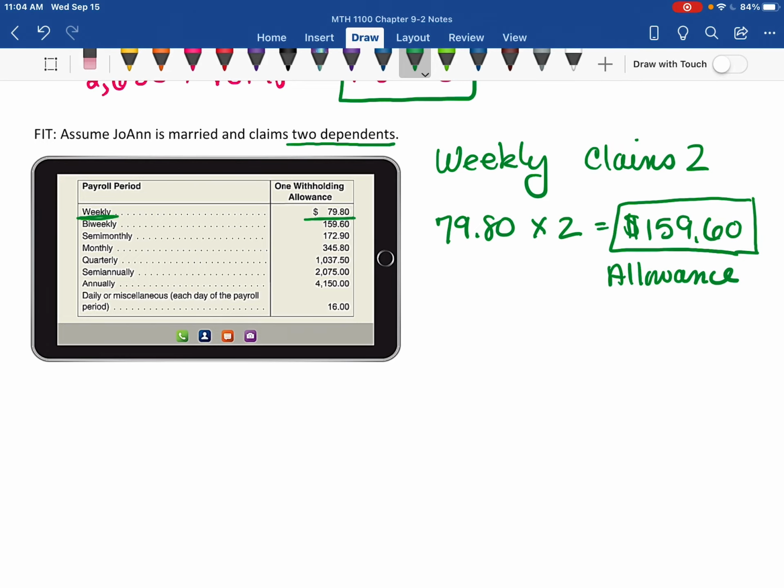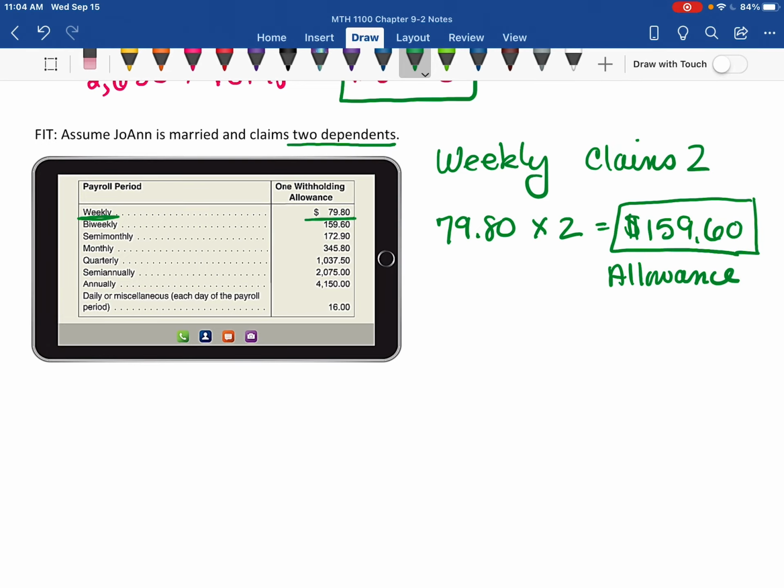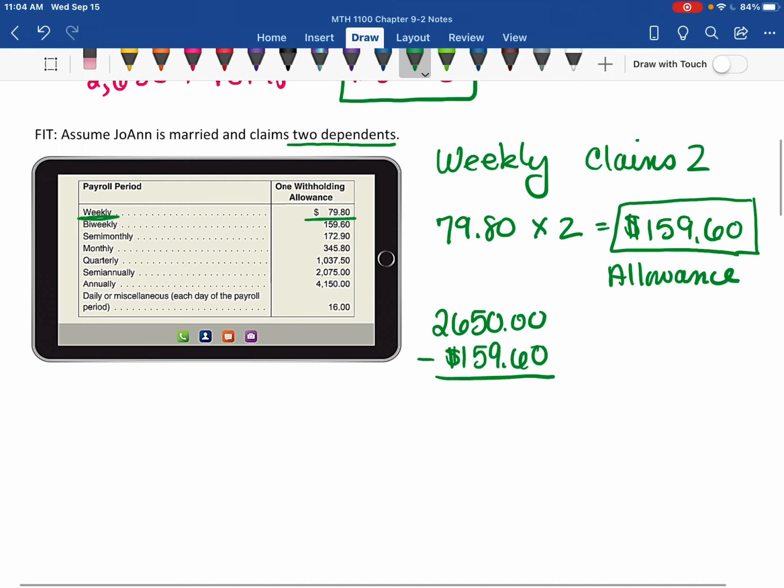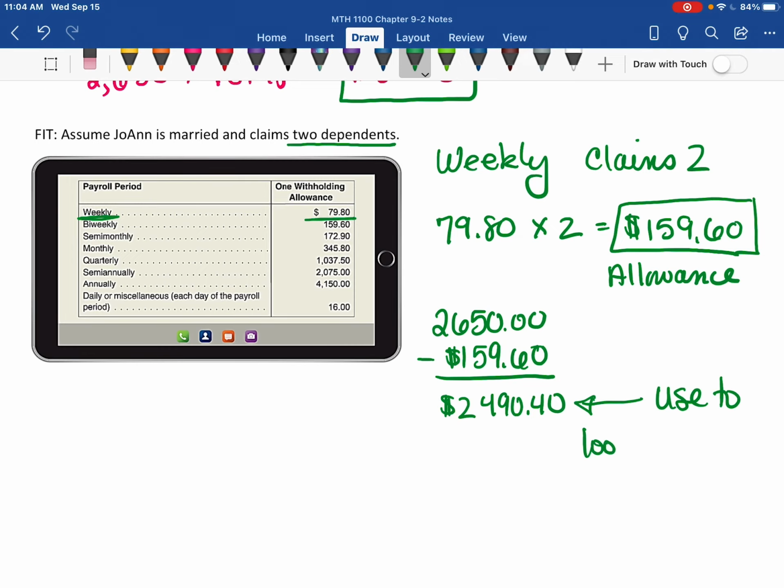Then what we need to do is take her gross pay, which was $2,650, and subtract her allowance, which was $159.60. And that's going to give us $2,490.40. Once we figure out how much she can knock off based on her allowances, this is what we're going to use to look up on the second chart.